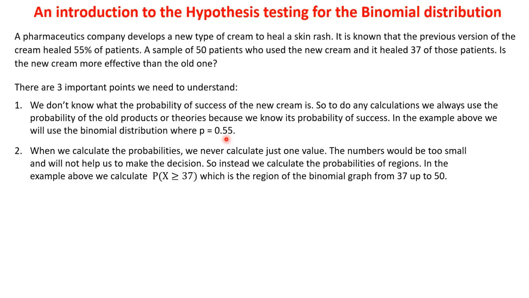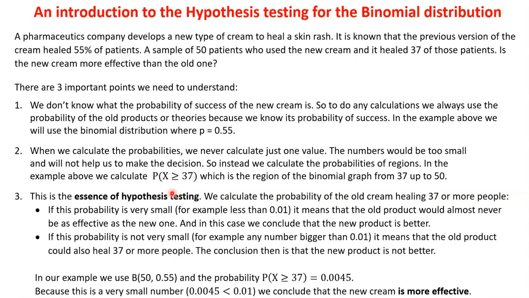The second important point to remember is that when we calculate the probabilities, we never calculate just one value, because the numbers would be too small and it will not help us to make any decision about whether the new cream is better or not. So instead, we calculate the probabilities of regions. In the example above, we calculate the probability that x is more than or equal to 37, which is the region of the binomial graph, starting from 37, which is the number of patients it healed, up till 50. So we always calculate the probability of regions, not just one number.